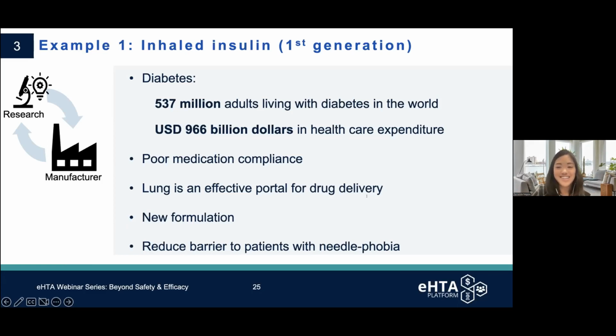So, scientists, including a biotech company called Nectar Therapeutics, decided to develop a new formulation of insulin, one that wouldn't require injections. The rationale was that there are many people who are scared of needles. So if you reduce that barrier, then patients will be more compliant to use the medication. And if you improve compliance, you will improve their blood sugar levels, thus improving patients' outcomes.